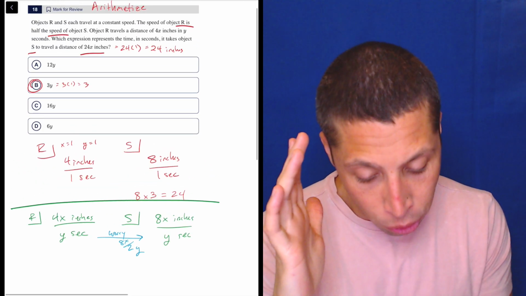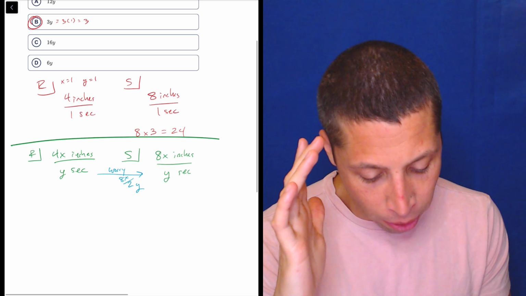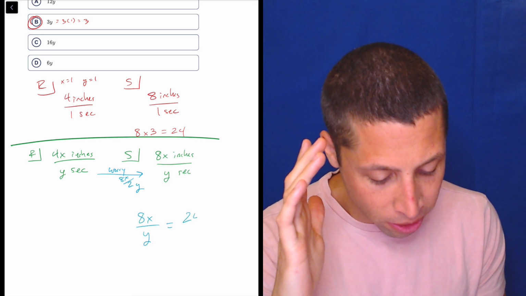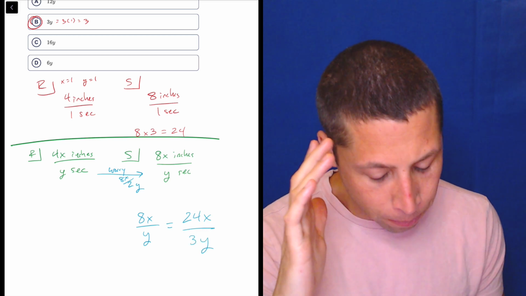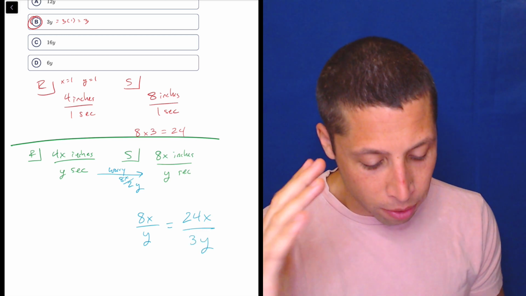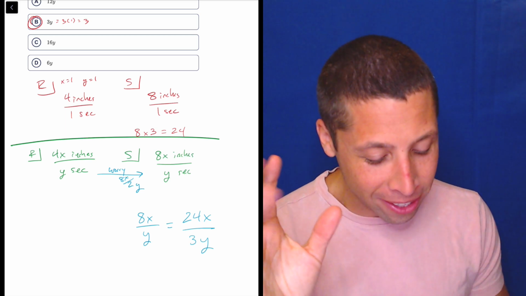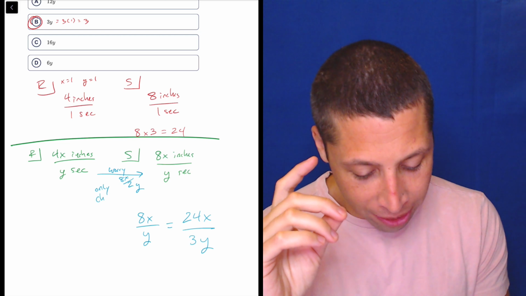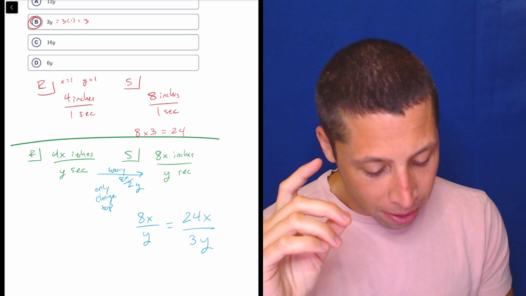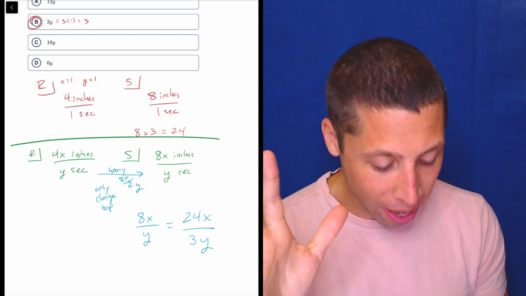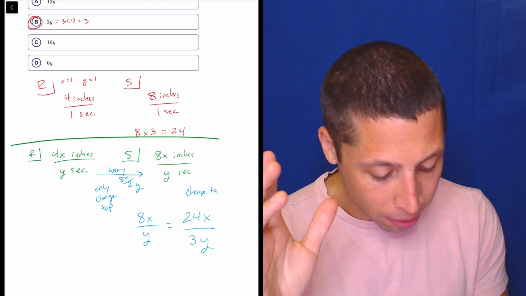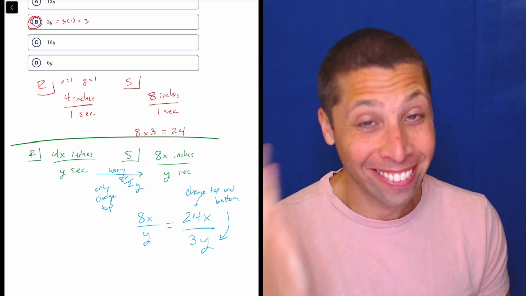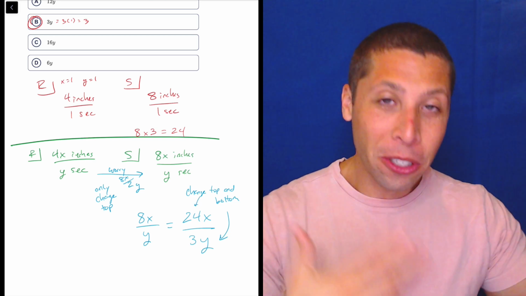Because if we have to go 24x inches, right, how do we get there? We go 8x over y equals 24x over 3y, right? So it makes sense to me, but you get what the problem is here? In this step, we only change the top. But in order to understand now the 24x, we have to change the top and the bottom, right? So it's not ridiculous for someone to be confused by this.